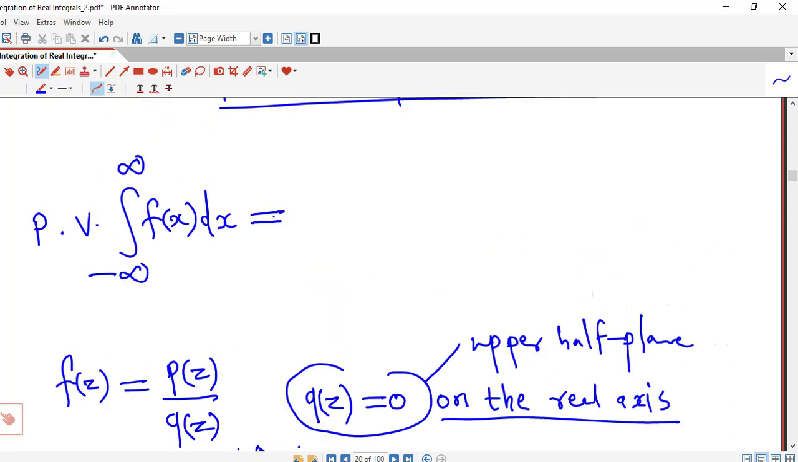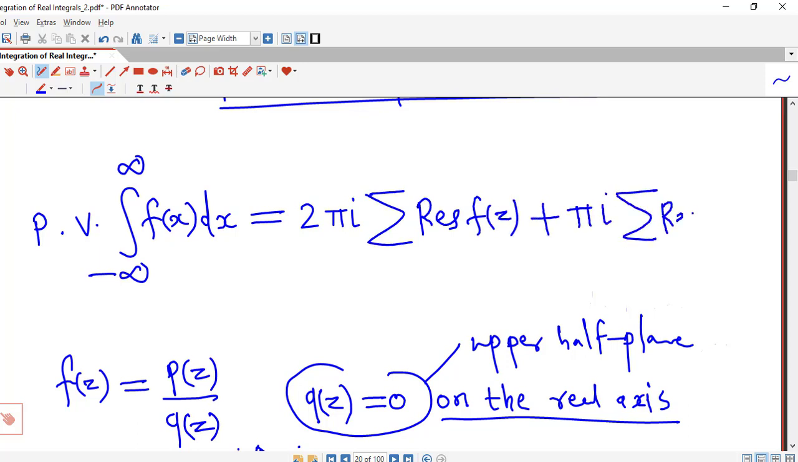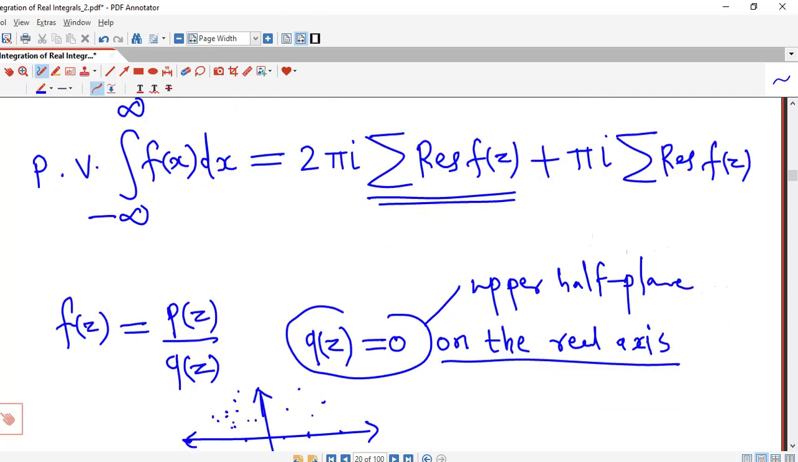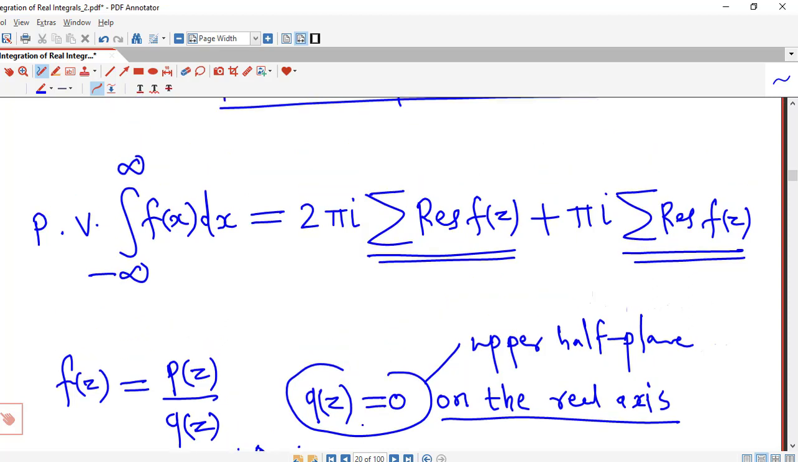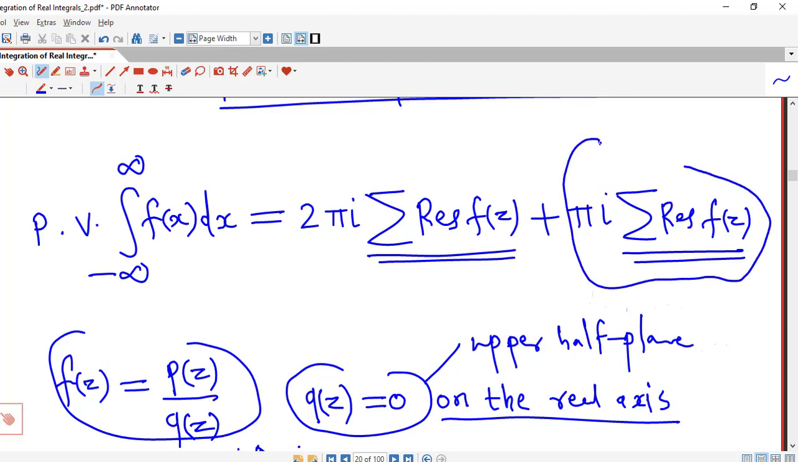After that, the principal value is given by 2 pi i times sigma residue of f of z plus pi i times sigma residue of f of z. Now this first summation is the residue of f of z at all the poles in the upper half plane, and this second summation is the residue of f of z at all the poles on the real axis. So if our complex function f of z has poles on the real axis, then we have to add this summation in the previous formula.